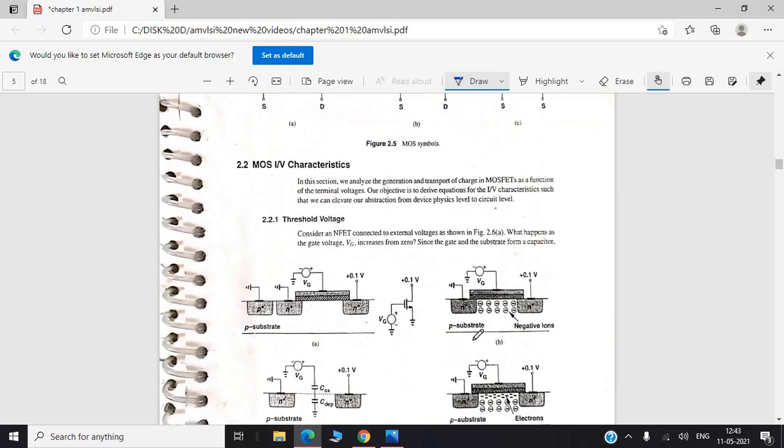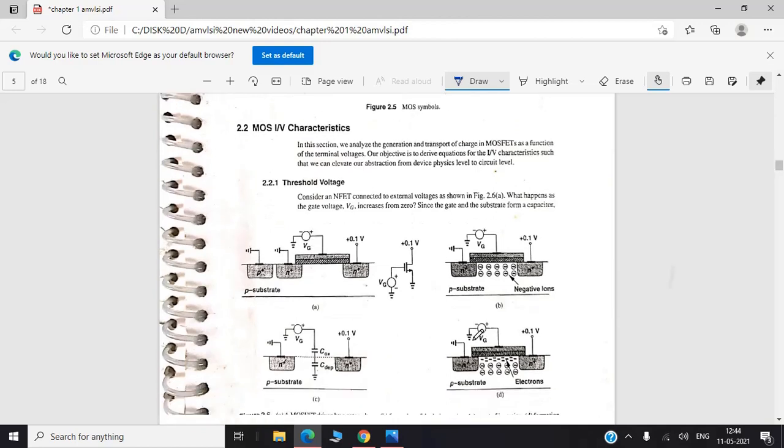Next, we will come to the important topic, that is MOS IV characteristics. In this section, we analyze the generation and transport of charge in a MOSFET as a function of terminal voltage. Our objective is to derive equations for the IV characteristics so that we can evaluate our abstraction from the device physics level to the circuit level.